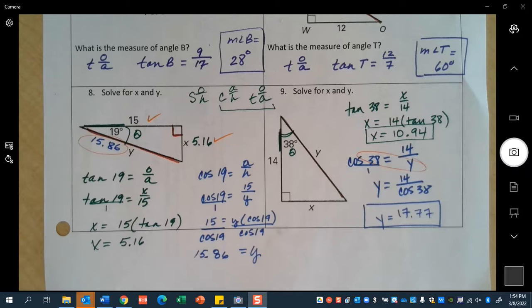So if I flip-flop y and the cosine of 38, now my y is out of my denominator, and I get to enter in 14 times the cosine of 38.